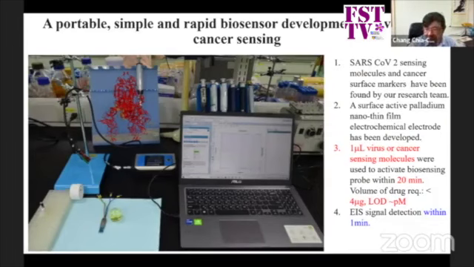SARS-CoV-2. Since we make this kind of thin film electrode, the volume for detection is only 1 microliter, and the detection time is within 20 minutes. Even for the drug screening, which I will mention later, it is about 4 micrograms. For the EIS detection, it is within 1 minute.